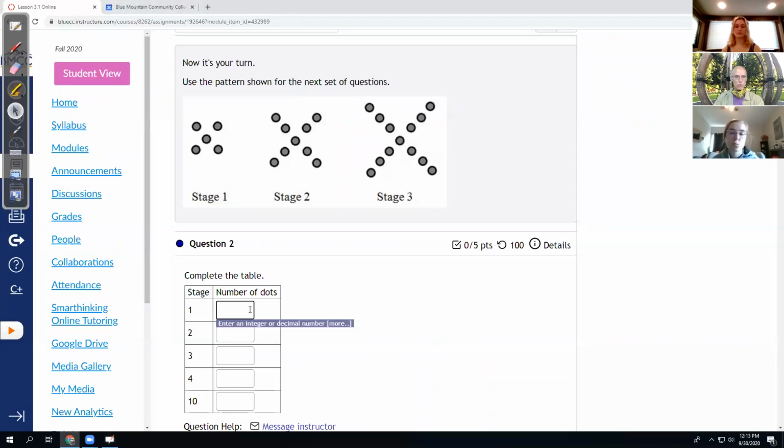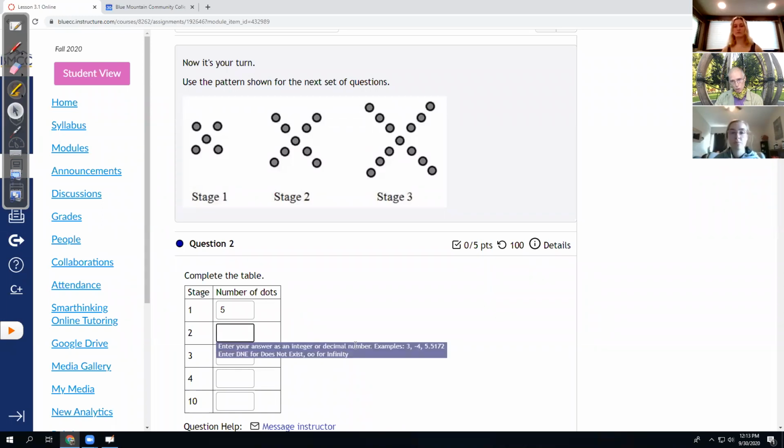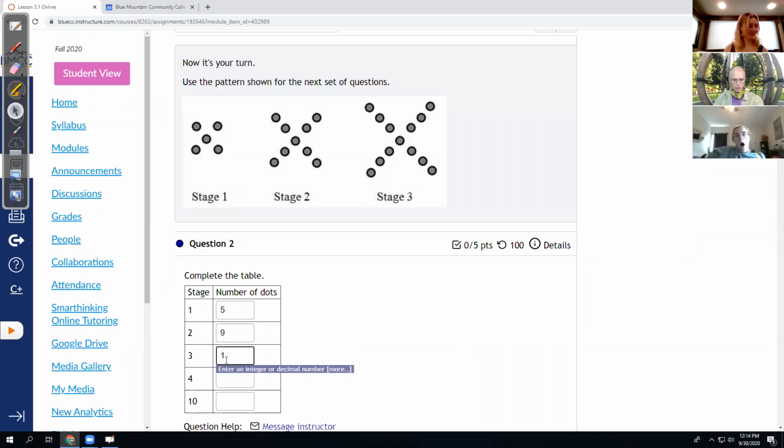So 1 was 5, 2, oh, another thing, just a reminder, whenever you click on a box, it gives you information. In this case, it says enter an integer or a decimal. And if you click more, it will give you examples of the kinds of things you can type. So keep that in mind. Let me see, what was it? 4, 9, 13, 17.